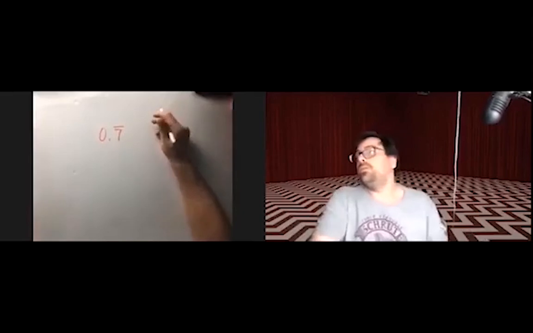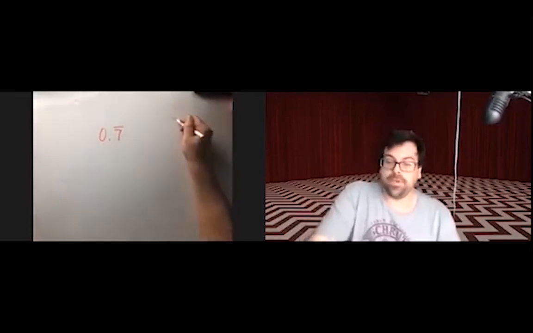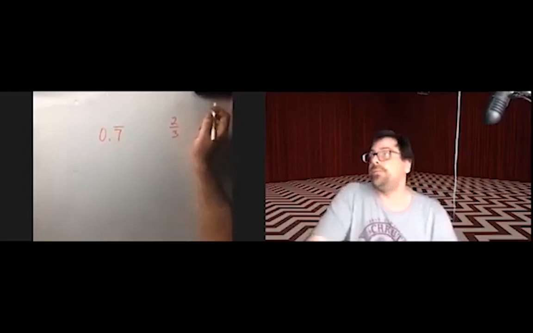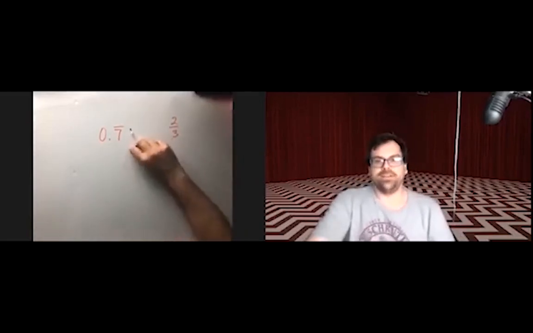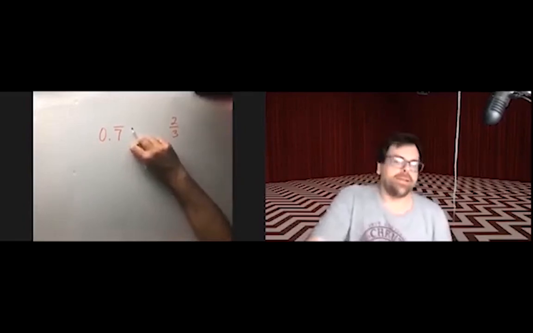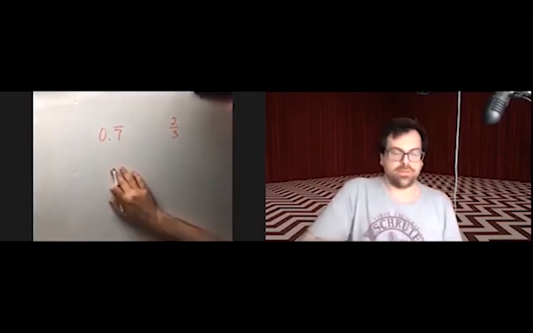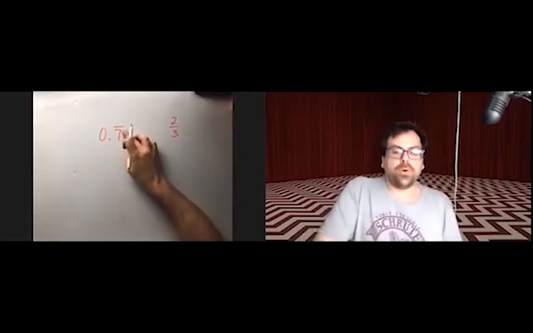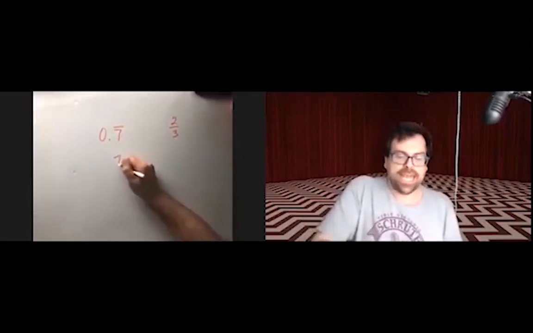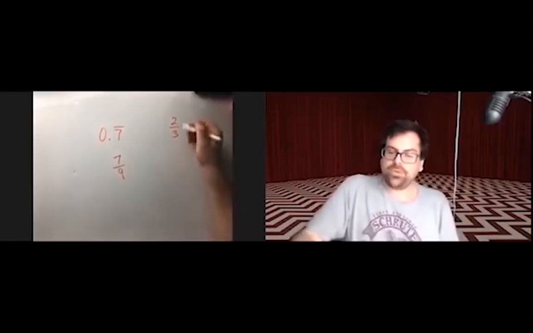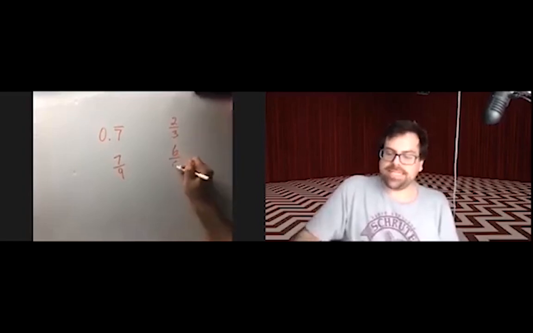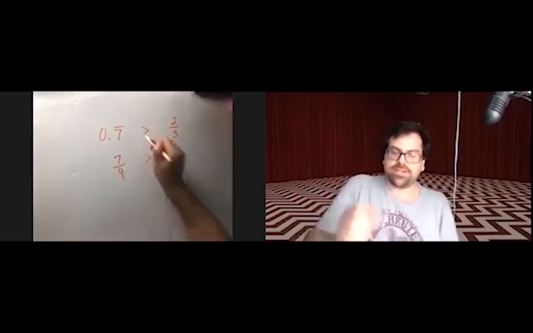0.7 repeating and 2/3. Fractions is easier here, in my opinion, because we have the 9 trick. 0.7 repeating is not 7/10, it would be 7/9. And 2/3, that's 6/9. 7 is greater than 6.